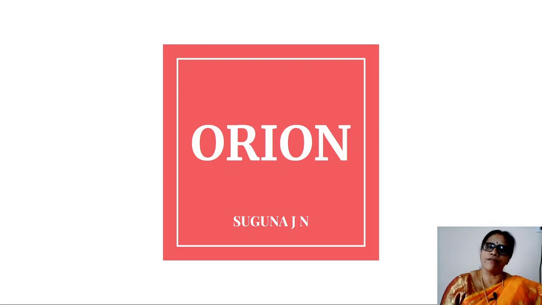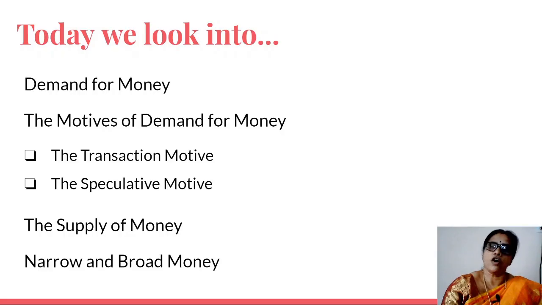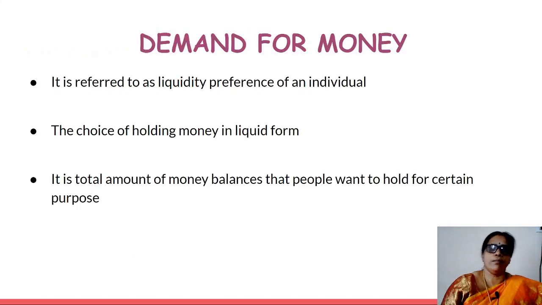In this video, today we will be discussing Money and Banking, Chapter 3 for CBSE Class 12. The topics we'll be discussing today are the following: demand for money, the motives of demand for money, the transaction motive, the speculative motive, the supply of money, and narrow and broad money. Now, first of all, let us discuss what is meant by the concept demand for money.